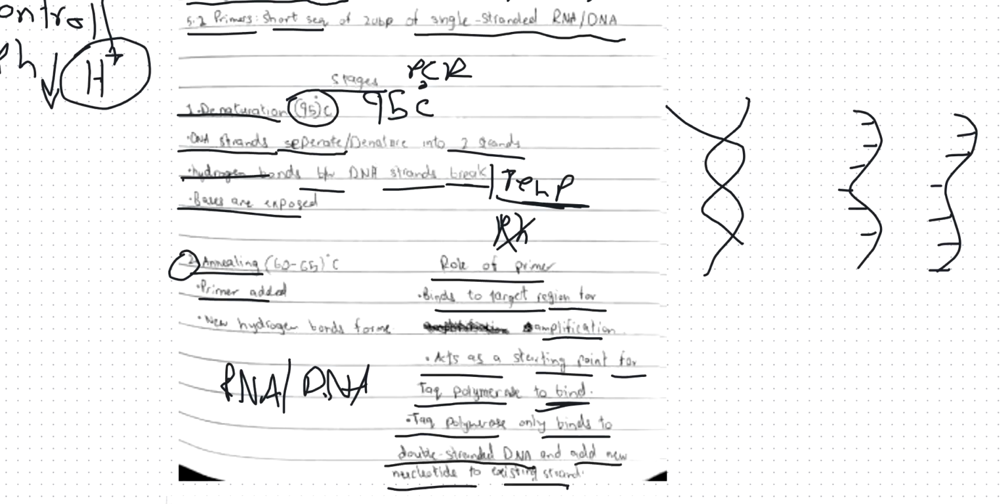So when this primer is added, the Taq polymerase can bind to this primer and start transcription of this DNA. So both primers are added. You need 2 primers in PCR. So both of these primers will act as the place for Taq polymerase to bind and start transcription. So primers are added and new hydrogen bonds start to form because Taq polymerase hydrolyzes new hydrogen bonds. So this is step 2.